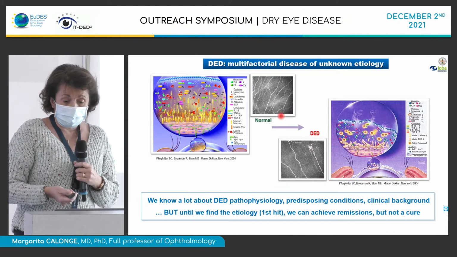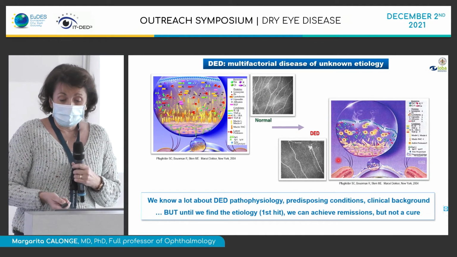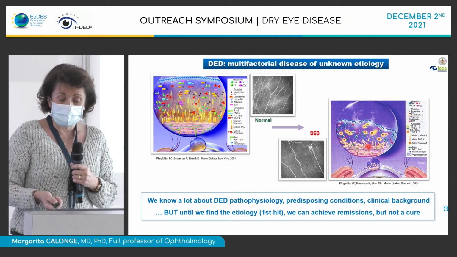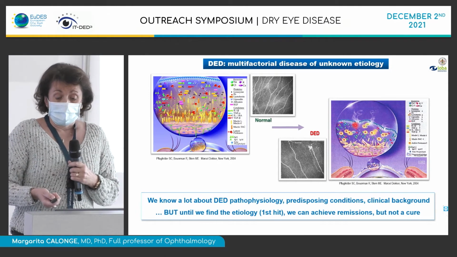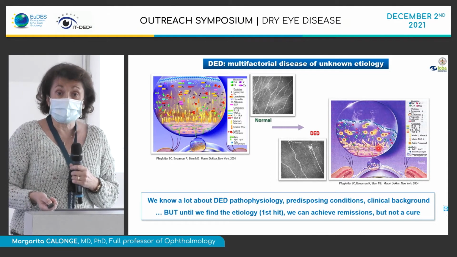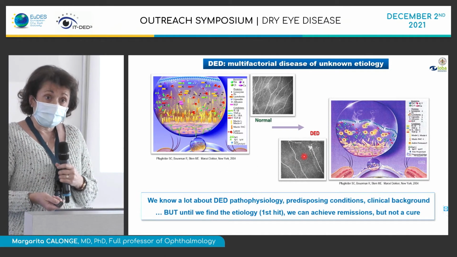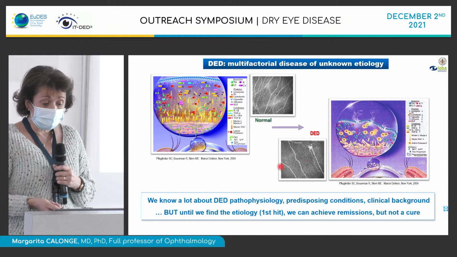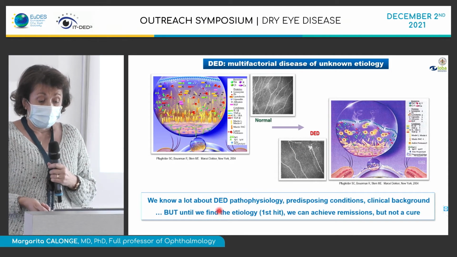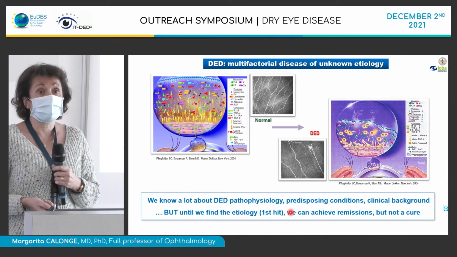So again, just to summarize this first issue, we know what the normality is. We know that we can have dry eye through one of many combinations of these: a decreased amount of tears, alteration in the lipid layers, inflammatory molecules in the aqueous layer, disruption of the epithelial surface, anomalies in the corneal nerves. We know a lot about pathophysiology, predisposition, clinical background, but we don't know the etiology. So we can only have remissions, but we can't have a cure if we don't know the cause.